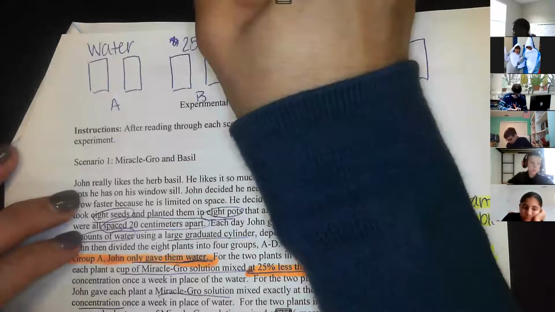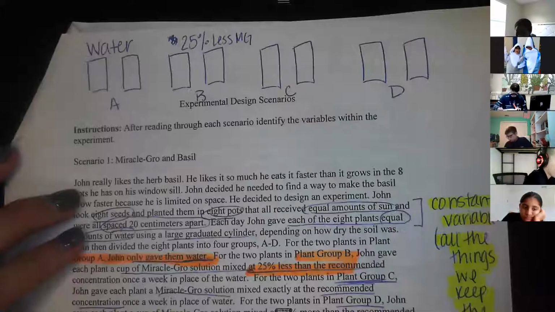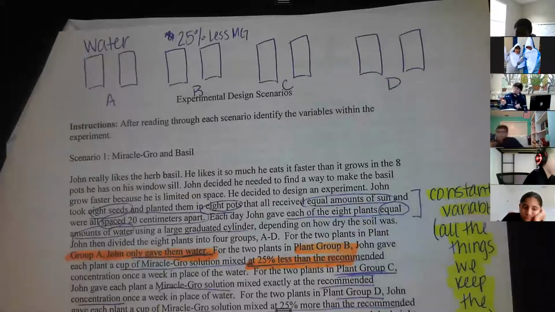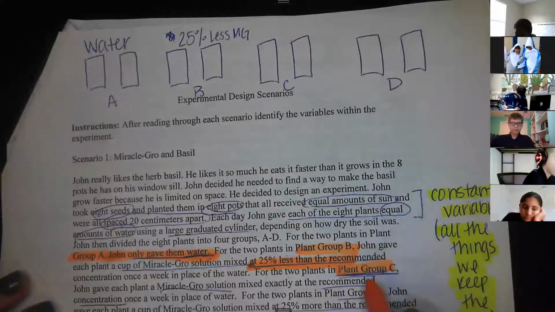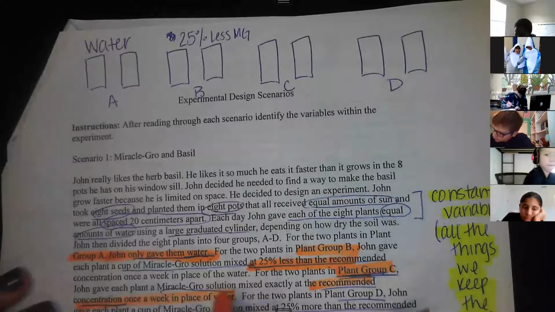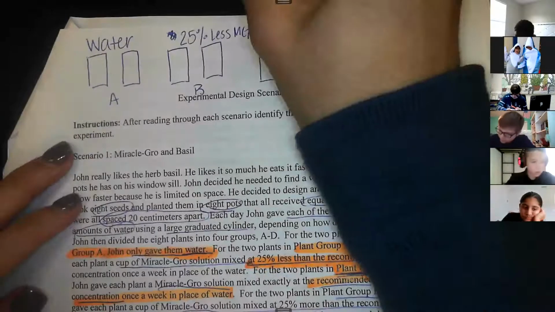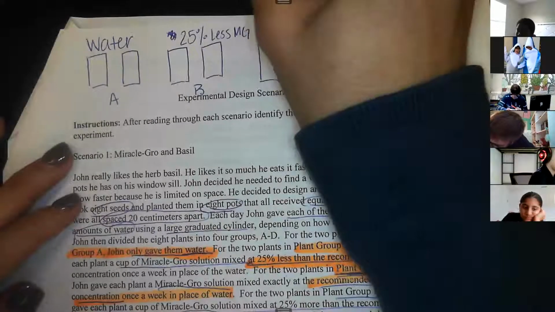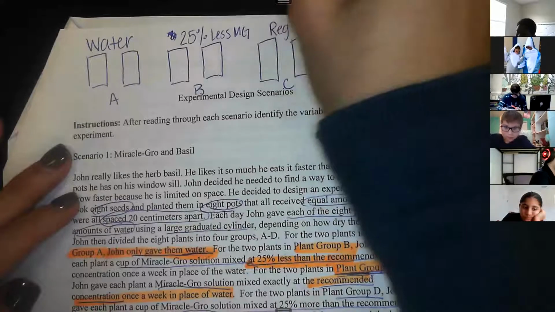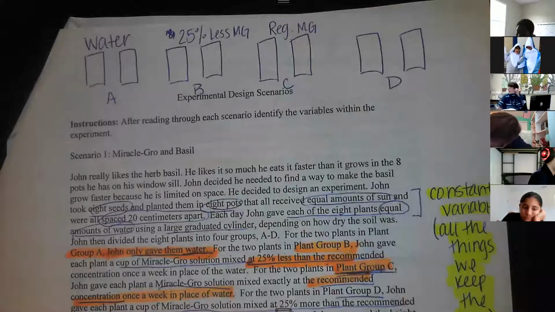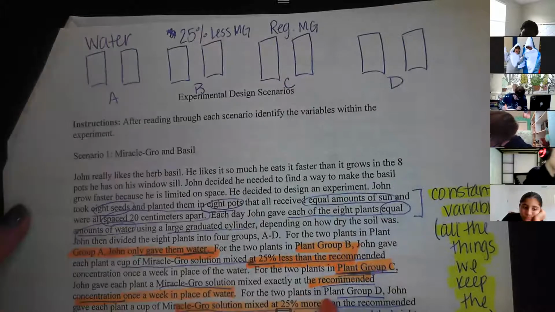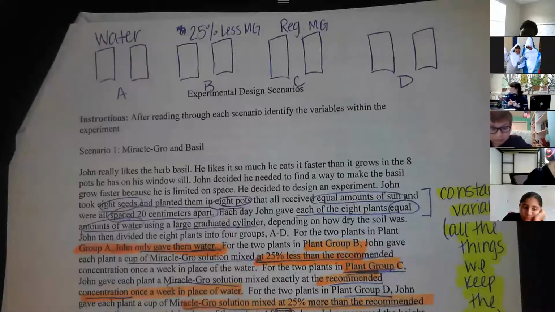And then Miracle-Gro. What did group C get? Yep. So then we'll put regular Miracle-Gro, so the regular amount. And then group D got, Fiona? 25% more. So he wants to see if the amount of Miracle-Gro makes a difference.